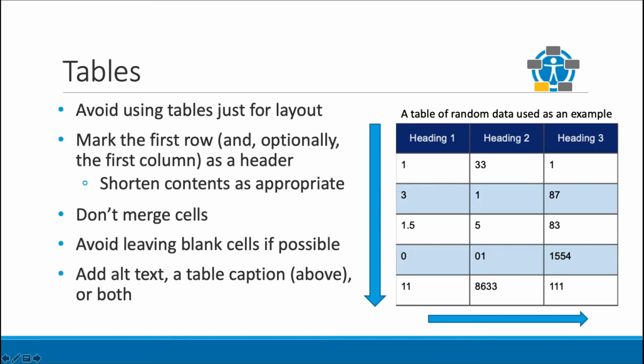And then heading rows and columns. You want to make sure, so you can see here in this example, I've got clearly defined heading rows. It says heading 1, heading 2, heading 3. It's a different color. It very clearly signifies that these are heading rows, and these are also defined in the code of the table itself as a heading.